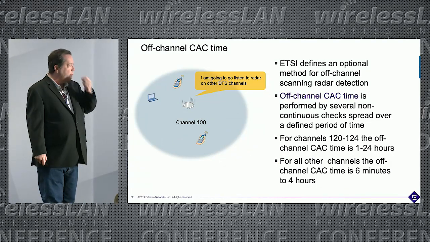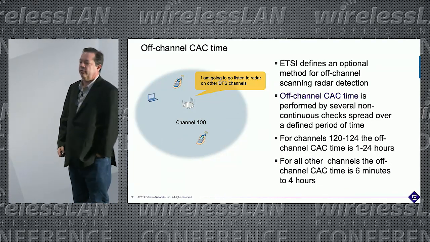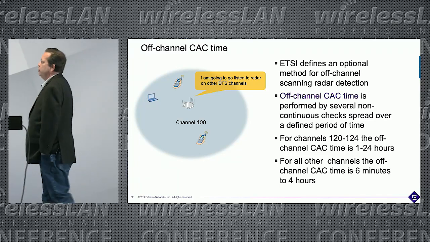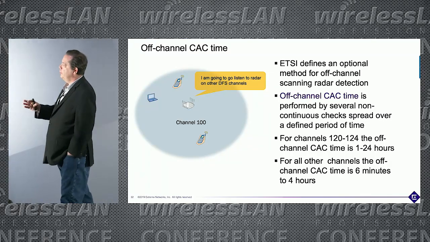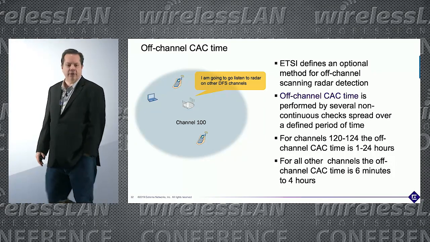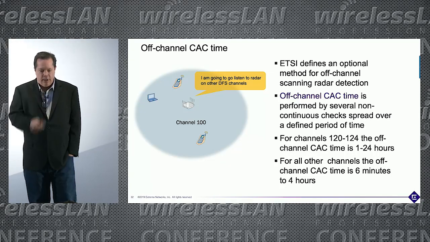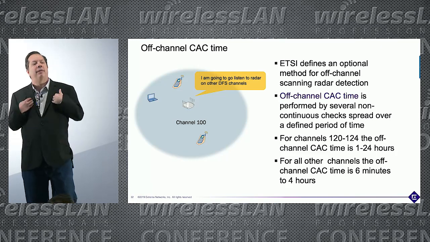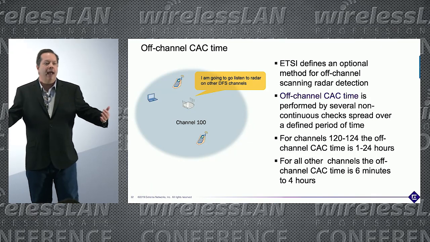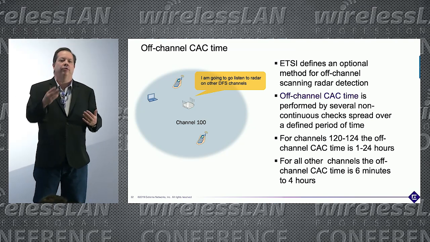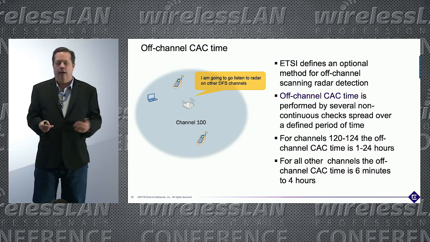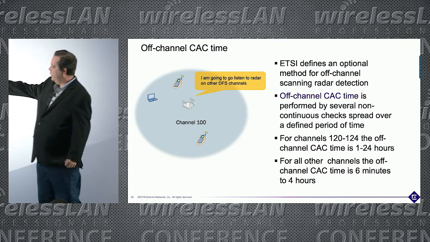There's also something called off-channel CAC time. It's definitely defined in the European Union, and I haven't quite figured out what vendors are doing here in the United States with this, but I've seen this behavior. Basically, let's say I'm an AP on channel 100. I can reevaluate other DFS channels while I'm still transmitting on 100. And it's different depending on the channels in Europe.